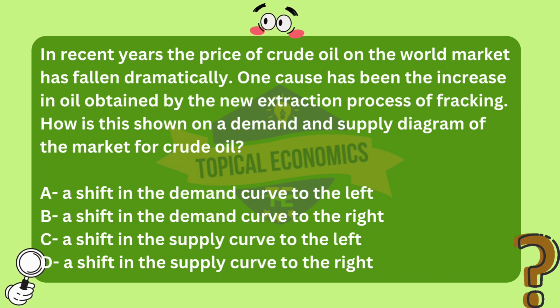In the case of oil, the increase in supply due to fracking means that more oil is available in the market at each price level. As a result, the supply curve moves to the right, leading to a decrease in the equilibrium price, assuming demand remains constant, which explains the fall in the price of crude oil.